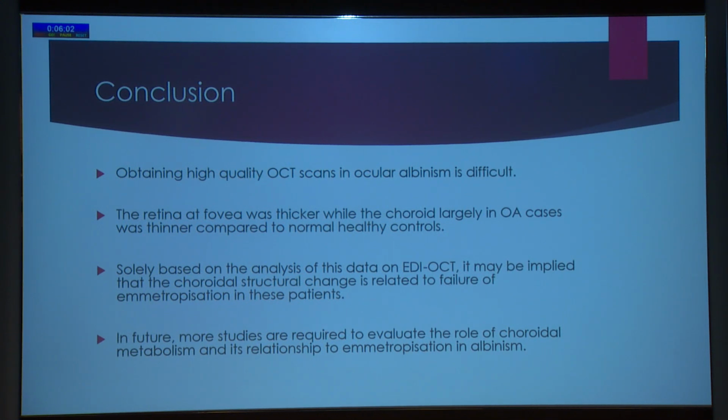The retina at the fovea was thicker and the choroid was thinner in albinotic cases. Based on this, we can understand that the choroid plays a primary role in the emmetropization in these albinotic patients, and further studies are needed to evaluate the role of choroidal metabolism and its relationship to emmetropization in ocular albinism. Thank you so much.